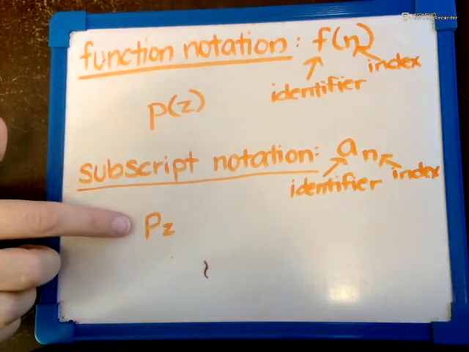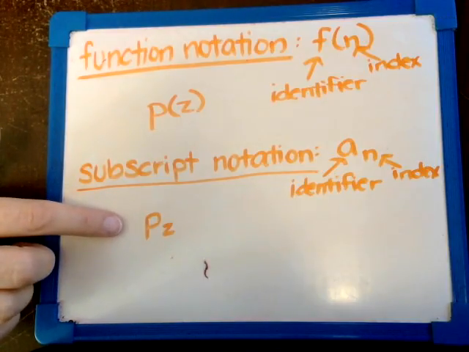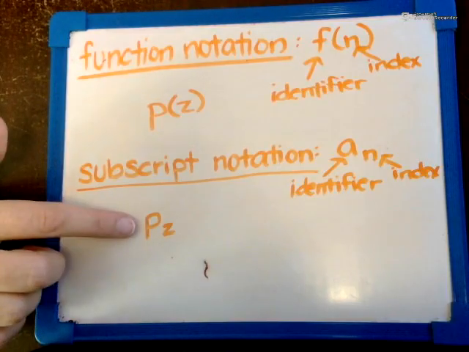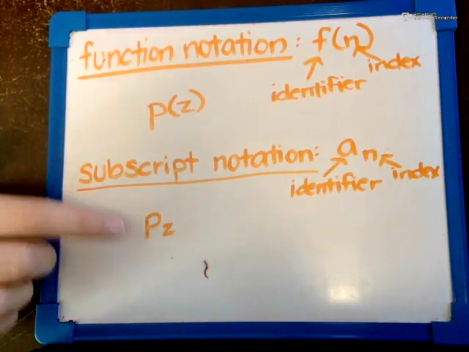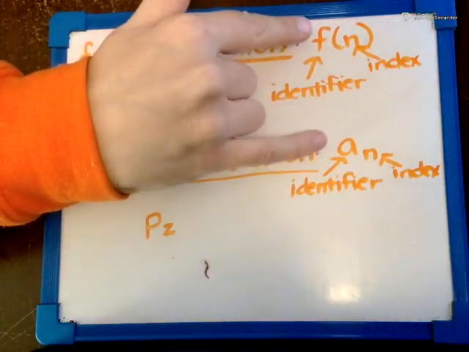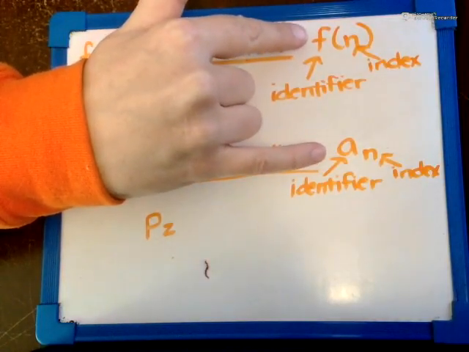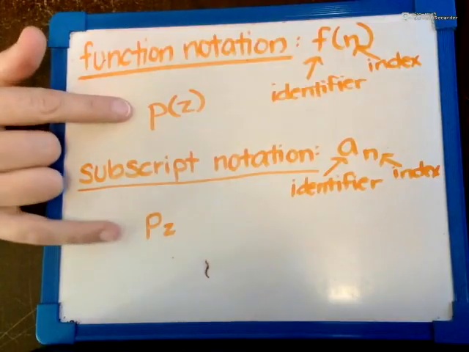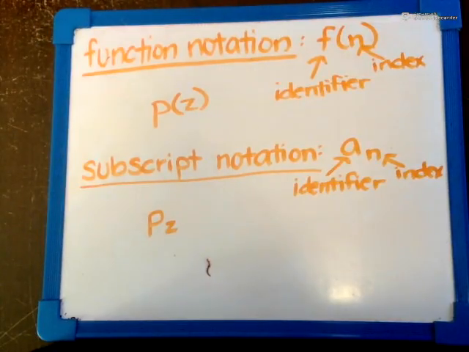This is a lowercase p. It's hard to tell because I don't have lines on my page, but it's a lowercase p sub z, not capital P and then lowercase c. Okay, lowercase p sub z. These two notations represent the same thing, f of n and a sub n, or P of Z and P sub Z. It's just two different ways of writing the same information.